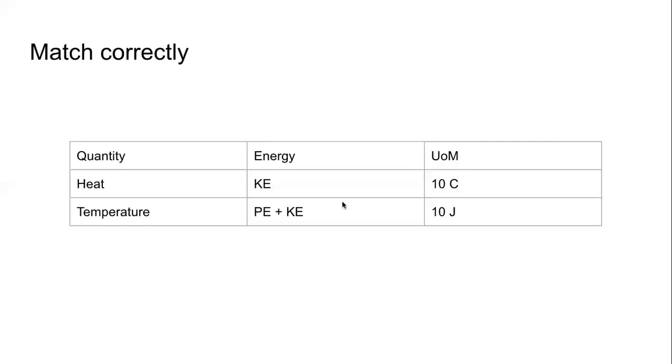Look at the screen for the correct answer. I am showing it to you by drawing a line, but that is not how we will write. When such matching question comes, we have to redraw the table, rewrite the table in the correct order. So heat, remember, heat is a measure of both the total energy, so both potential and kinetic energy. And heat is measured in joules. So heat, P plus KE, 10 joules.